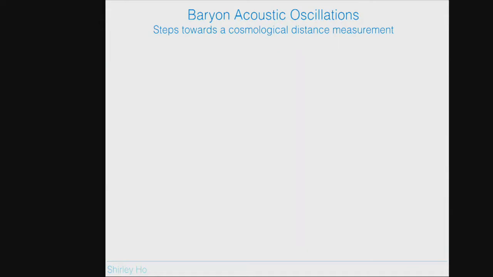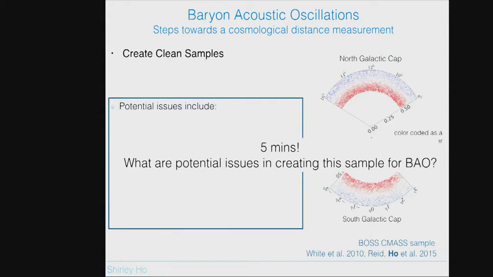So first thing, how do we do baryon-acoustic oscillations? You've seen this a little bit before, but I want to see what you actually would do, and I'll show you how cosmologists actually work. So you want to create a clean sample. What are the potential issues in creating a clean sample for baryon-acoustic oscillations?